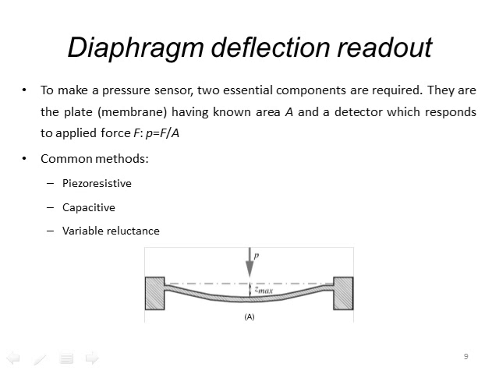Now, to make a pressure sensor, 2 essential components are required. We either have a plate or a membrane having a known area and a detector which responds to the applied force. So common methods are piezoresistive, capacitive, and variable reluctance. All of these things we've seen in the past, and we've analyzed some circuits. And now we're going to apply them to pressure sensors.